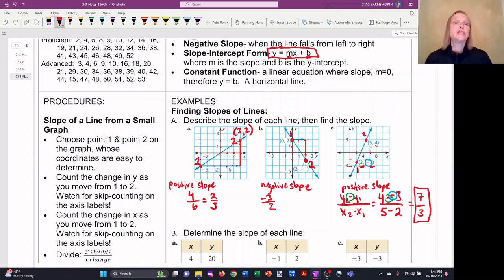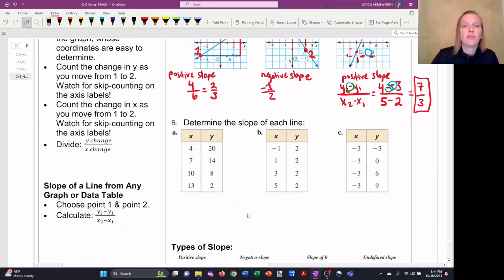So what do we do if we don't have a graph? We saw that it's reasonably straightforward to count squares if we are given a small graph. And if we're given a large graph or an awkward graph, we can use y2 minus y1 over x2 minus x1. What if we don't have a graph at all? What if we have a list of data points? There are a couple strategies here that you can do.